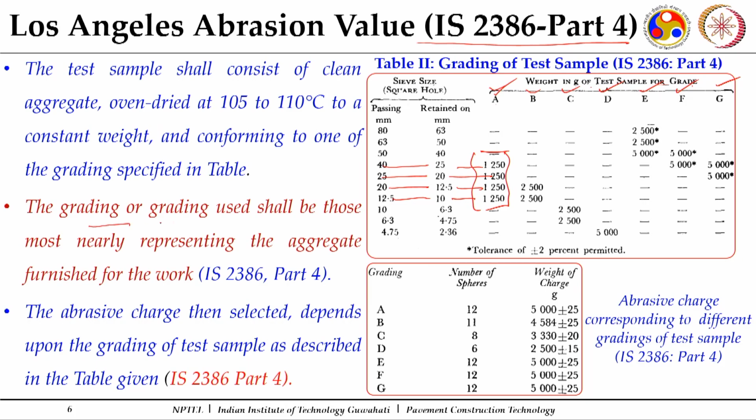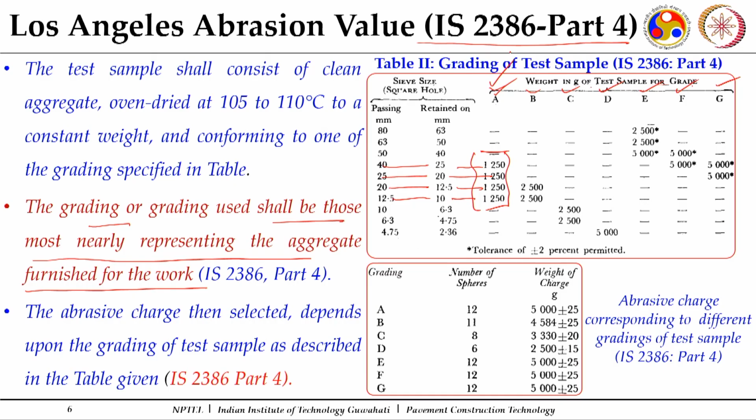The grading or gradings used shall be those most nearly representing the aggregate furnished for the work. So, we will choose the one which is representing the aggregate in a better manner. If grading A is representing our aggregate in a better manner, we will choose grading A.